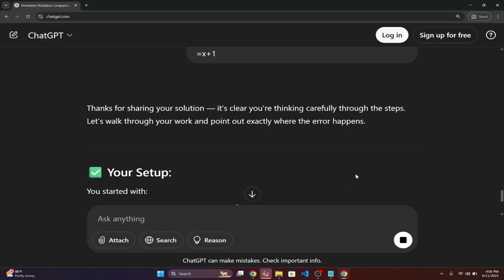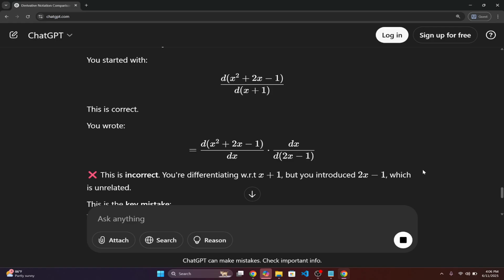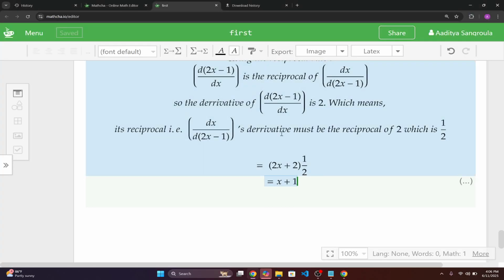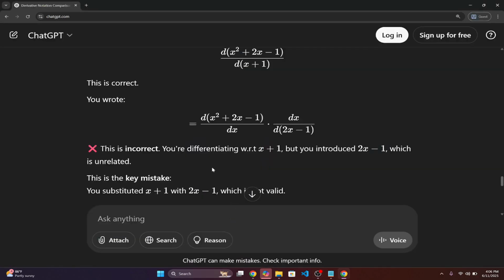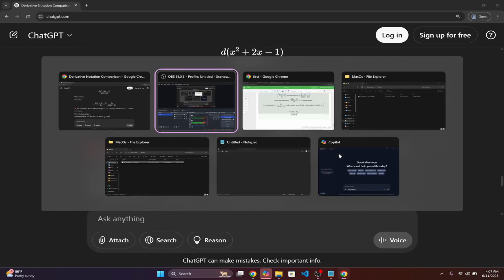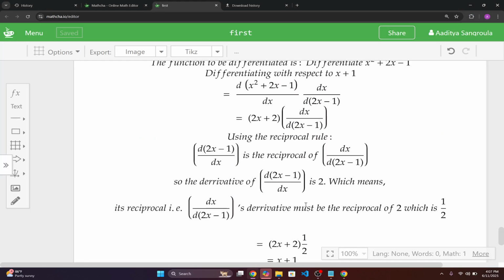It's clear that you're thinking carefully through the steps. Let's walk through your work and let's see. This is correct. Okay, this is incorrect. You're differentiating with respect to x plus 1, but you introduced 2x minus 1. Oh yeah, I was differentiating with respect to x plus 1, right? Not 2x minus 1.